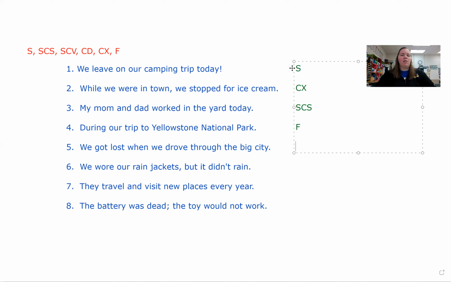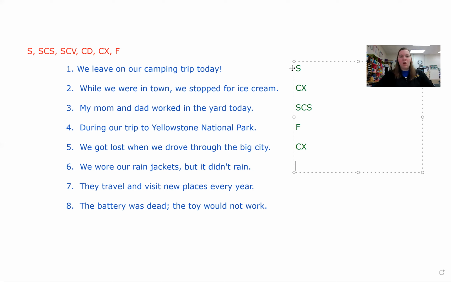Number 5, we got lost when we drove through the big city. There is a subordinate conjunction. There's a connecting word to connect 2 separate thoughts. That word is when. We got lost when we drove through the big city. So when is connecting those 2 thoughts. So this is another complex sentence.